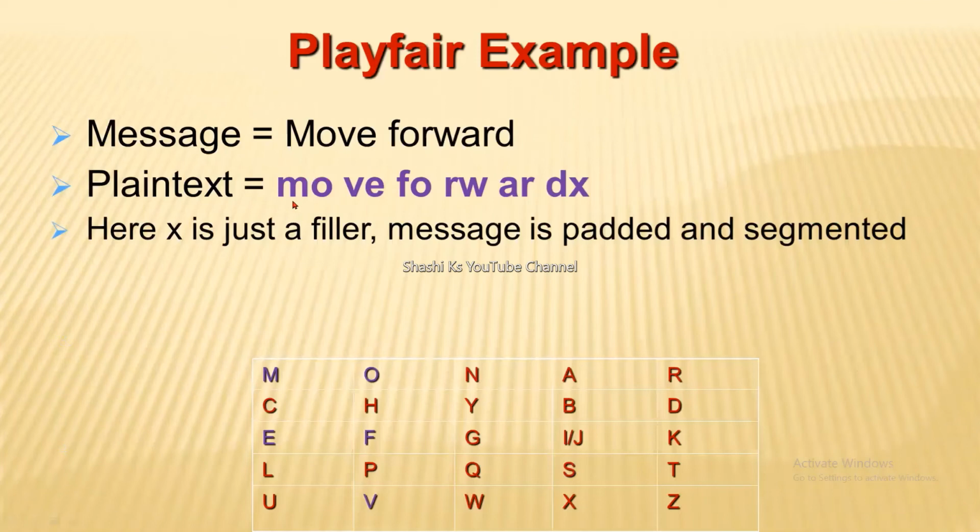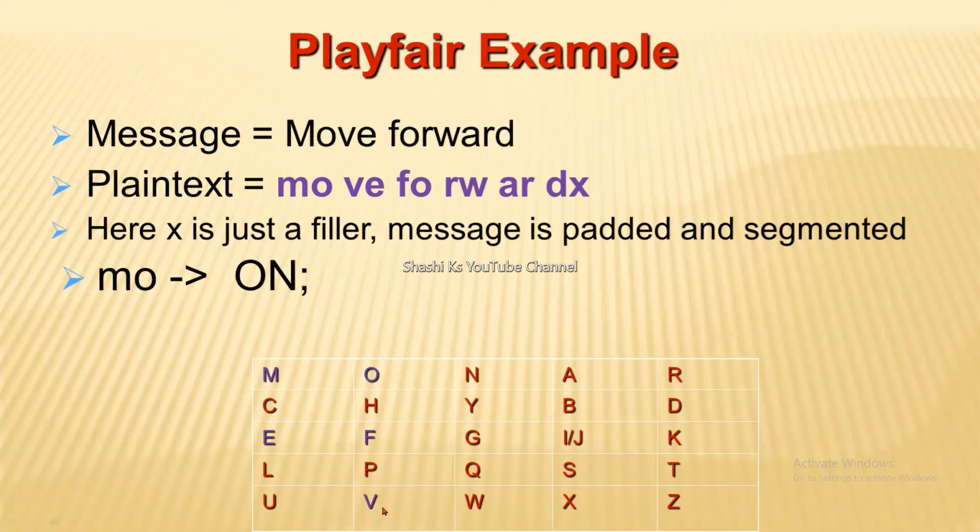And then first I have to encrypt MO. So M and O appear in the same row in the Playfair key matrix. So M would be replaced with, sorry, M would be replaced with O and O would be replaced with N. Okay. The next is we have to encrypt V and E.